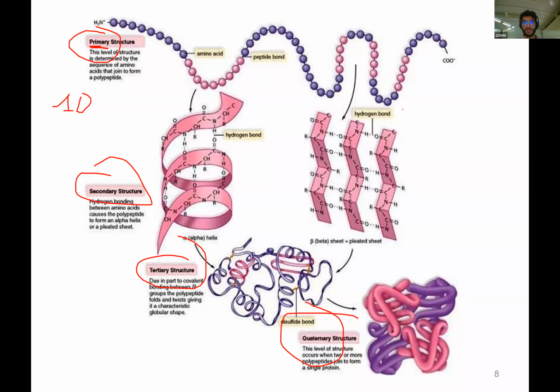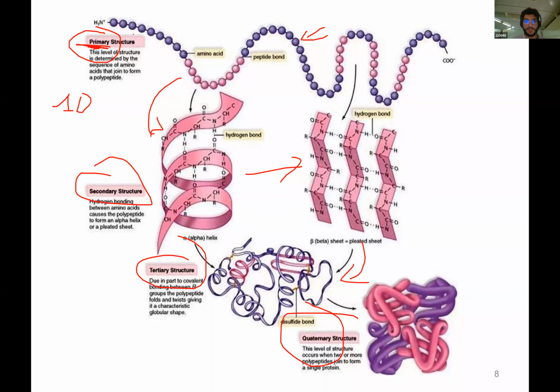And basically the way the protein forms is based on these dimensions. The primary structure is the very basic one. They all start off like this, and then they eventually could become like this, and then turn into that, etc. The basic concept is that these are different levels based on how the protein looks.